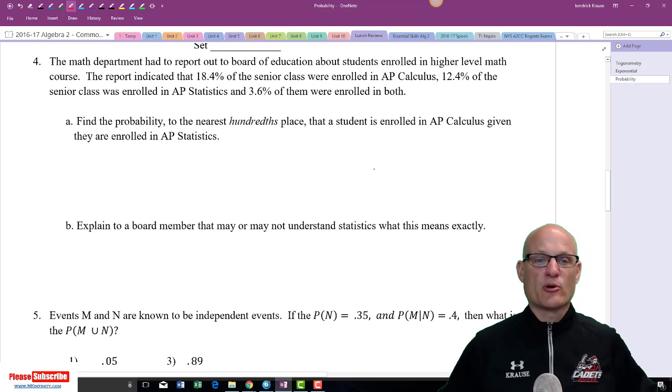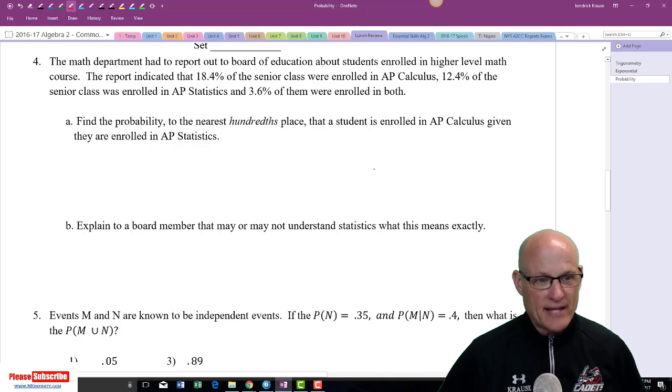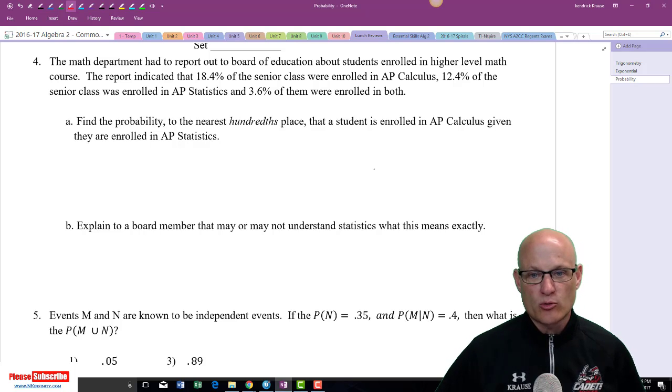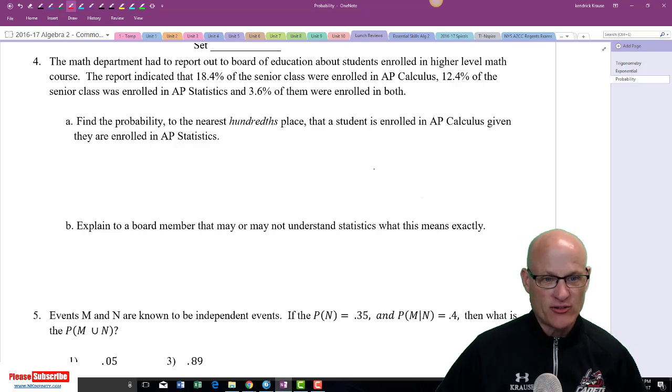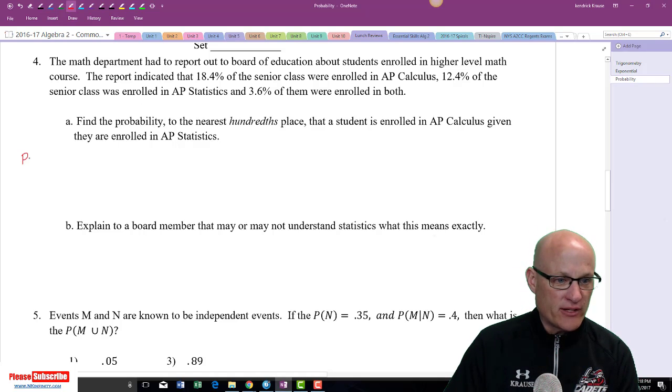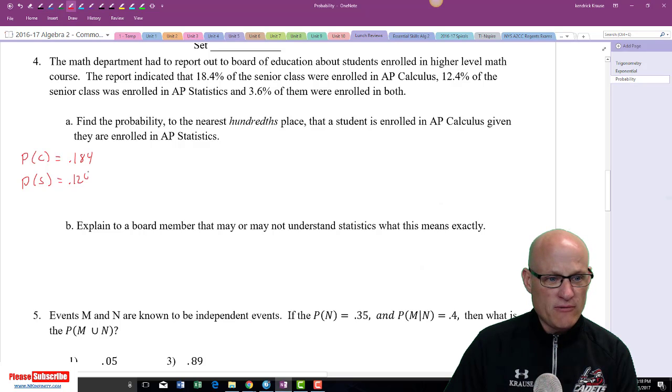The math department had to report out to the Board of Education about students enrolled in higher level math courses. Made this up. The report indicated that 18.4% of the senior class were enrolled in AP Calc, 12.4% of the senior class was enrolled in stats, and 3.6% were enrolled in both. So let's get our information down. Probability of calc is 0.184. The probability of stats is 0.124. And the probability of calc and stats, that's enrolled in both, is equal to 0.036.